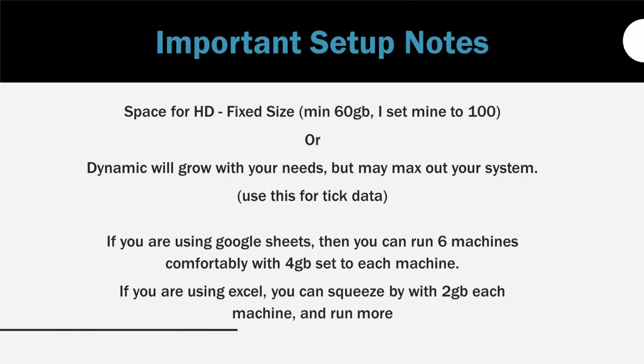The problem with dynamic is that if I brought it up to like 1.9 terabytes and I only had 100 gigabytes of free storage left, that's it for that hard drive. I can't say, oh, I'm going to delete a whole bunch of stuff and now I want this hard drive to be 150, 200, 300 gigs anymore. It's stuck at that size. So you can't scale it down, but you can grow it up. If you are using Google Sheets, then I would say that you can run 6 machines comfortably on 32 gigabytes of RAM.